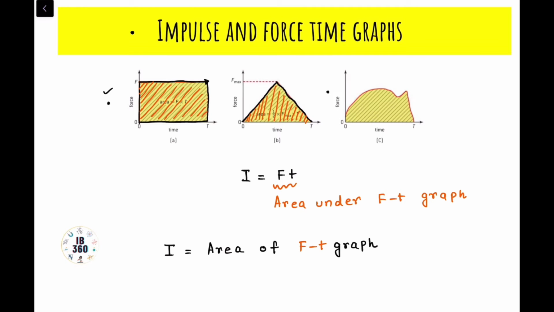Similarly, for an arbitrary case, suppose the force is varying arbitrarily with respect to time. If I calculate the net area enclosed by the force time graph, I'll get the net impulse imparted on the object. So the conclusion is that whenever you are given a force time graph, you just find the area enclosed by it and you'll get the impulse.